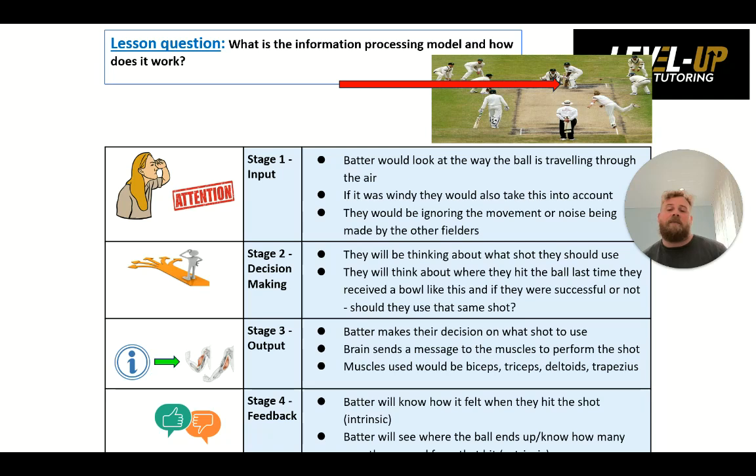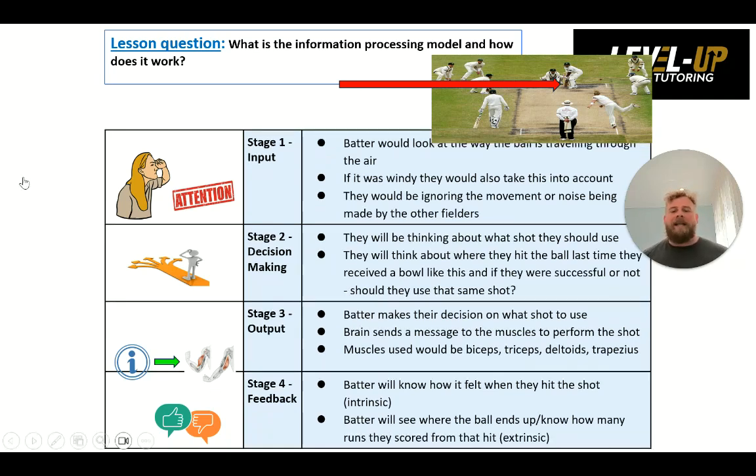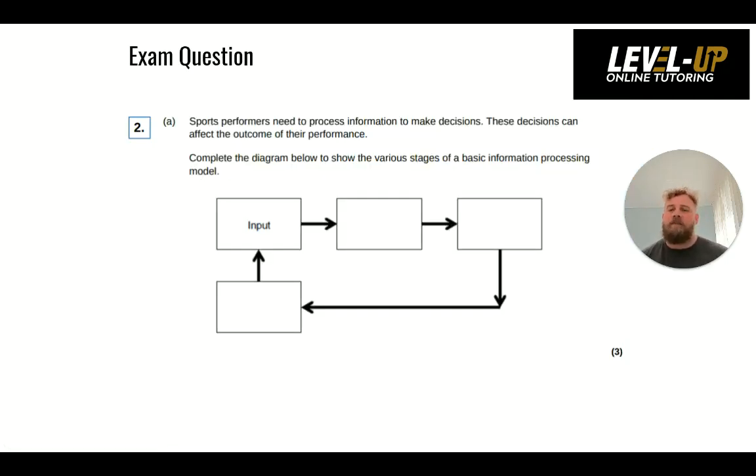Then we have the output. The batter makes their decision on what shot to use. The brain sends a message to the muscles to perform the shot. The muscles used would be the biceps, the triceps, the delts, and the traps. And then stage 4, feedback. The batter will see where the ball ends up or know how many runs they scored from that hit, which is extrinsic.